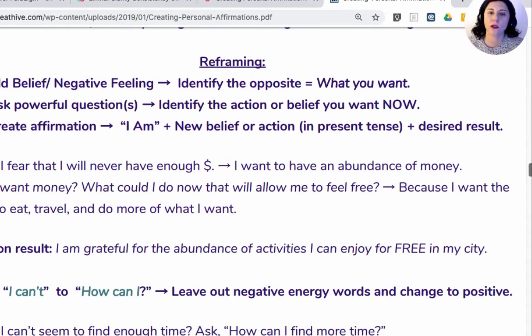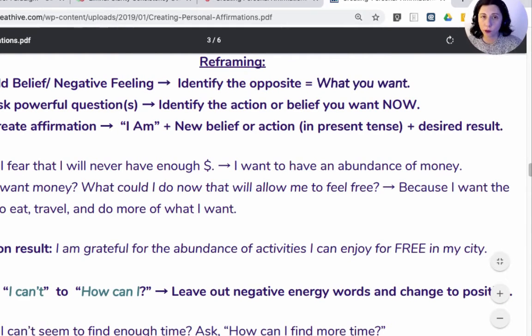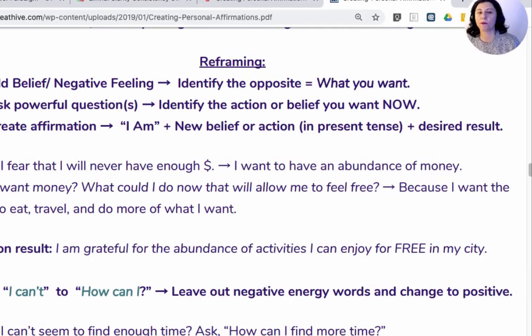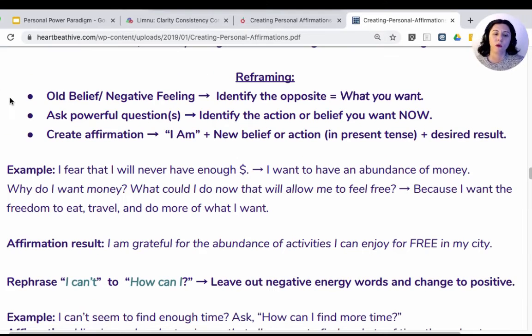But what I want to do is show you how to reframe a belief. So what you do is you take the old belief, the negative feeling, and you identify the opposite, and that will equal what you want. One of the most common fears is not being enough. That's really a lot of the source of pain and anxiety in the world. Am I going to be enough? So the opposite of that statement would be, I am enough.